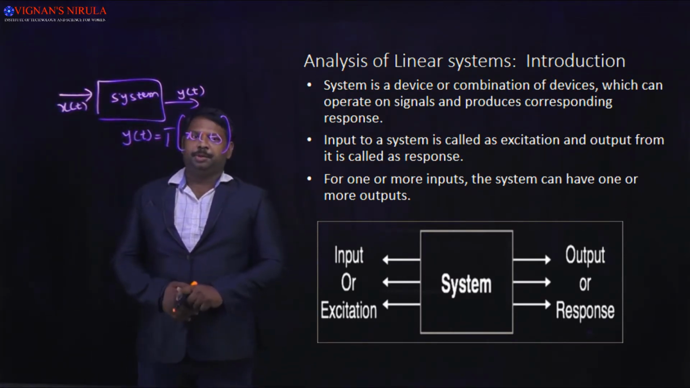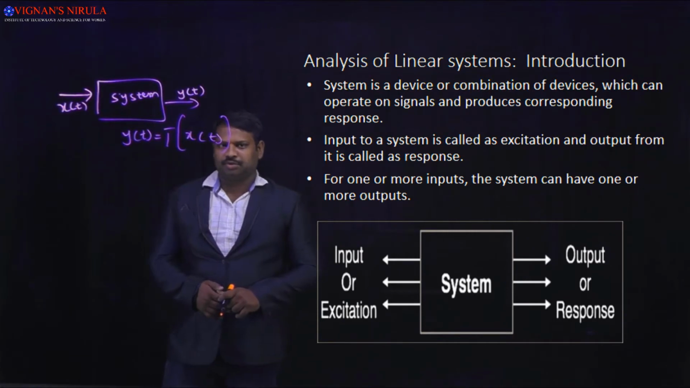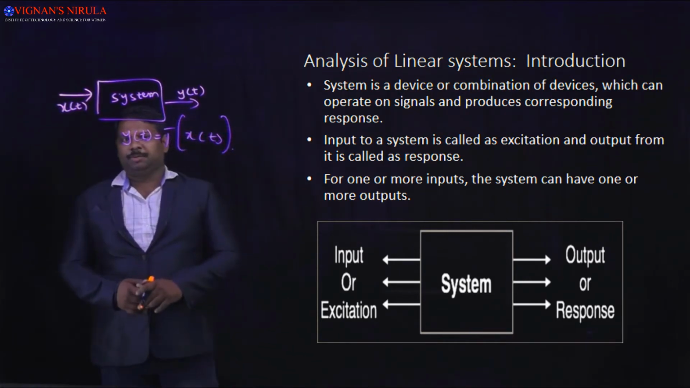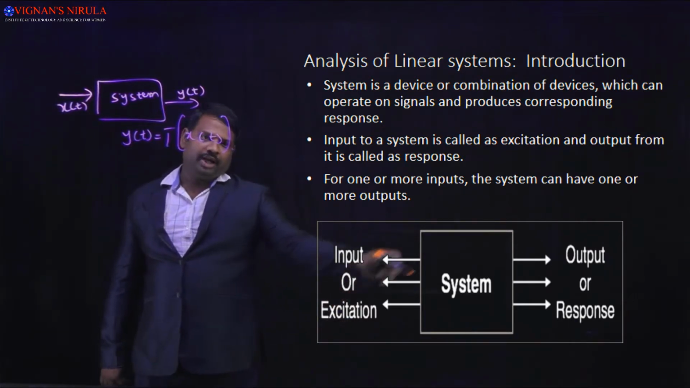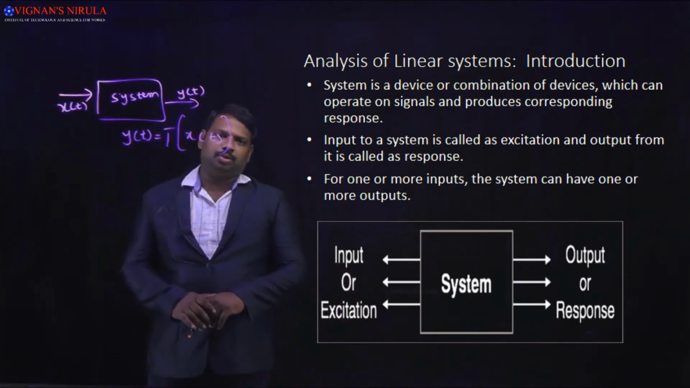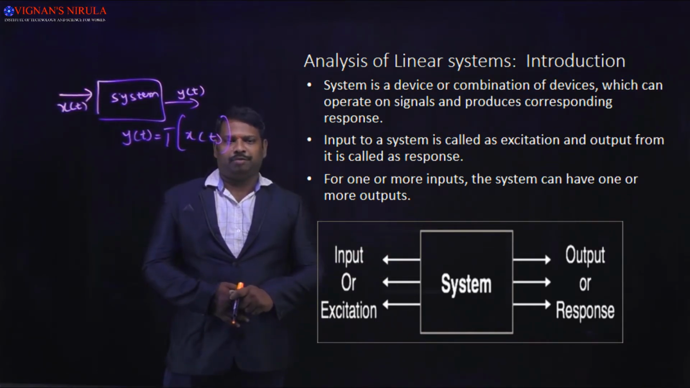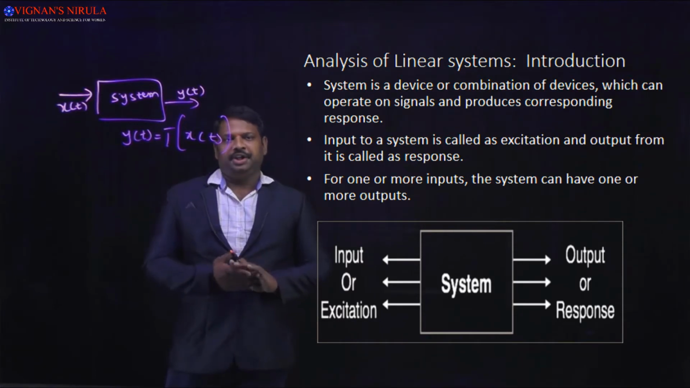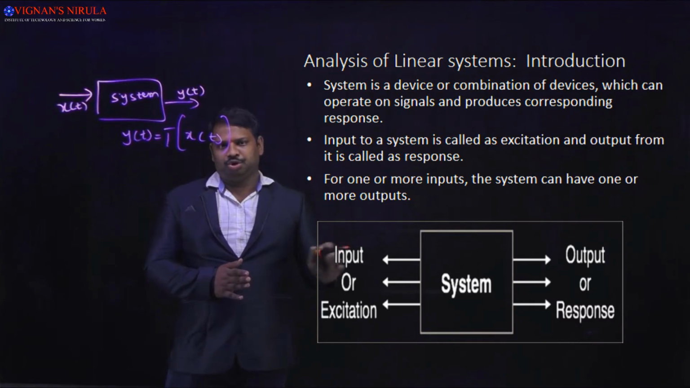That means the system is excited with the input signal and produces the output signal. This output is also called the response of the system. Generally, we can take a number of inputs and produce a number of output signals. There is no restriction on the number of inputs or the number of outputs. That means a system is a device which converts input signals and produces outputs.